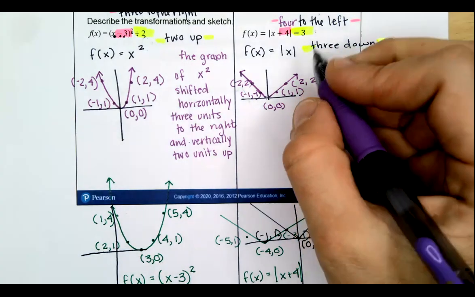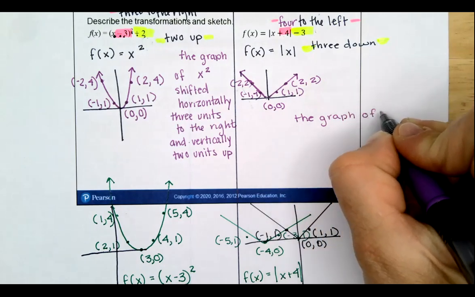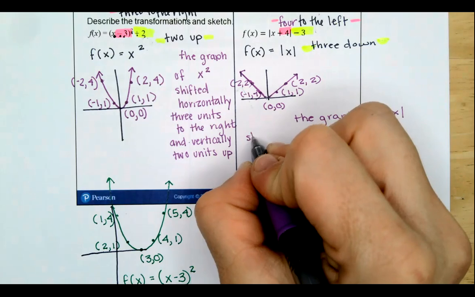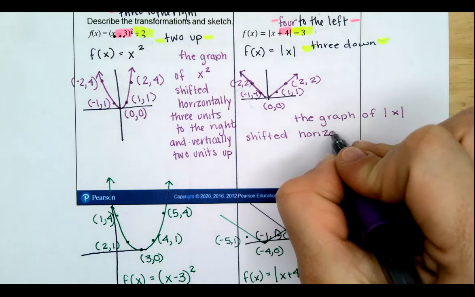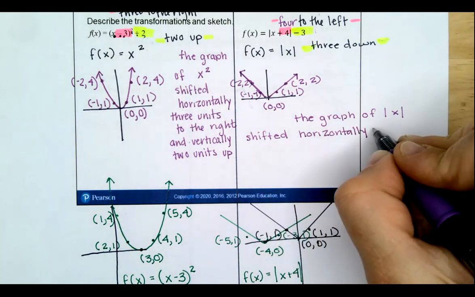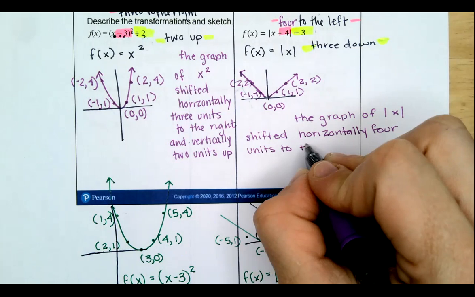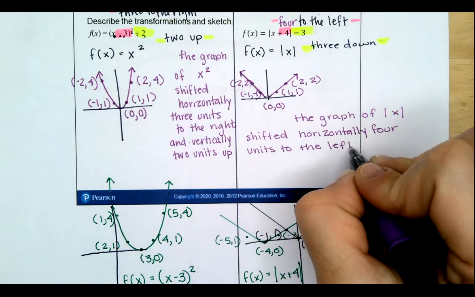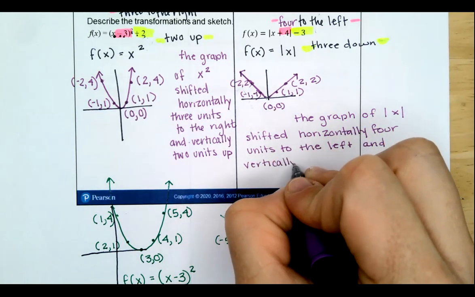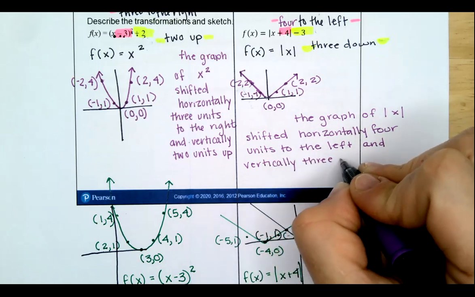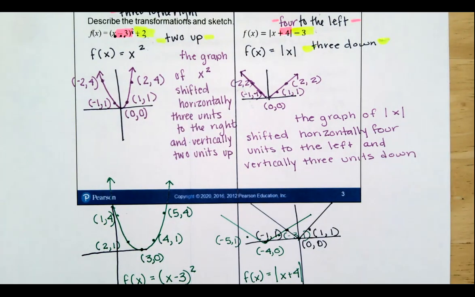How would I describe this? This is the graph of the absolute value of x shifted horizontally four units to the left, and vertically 3 units down. Okay, let's graph these in Desmos.